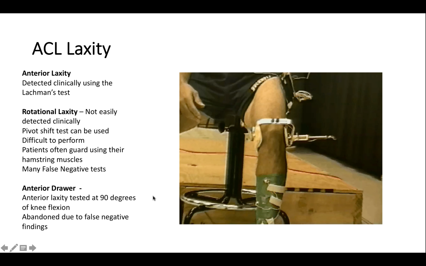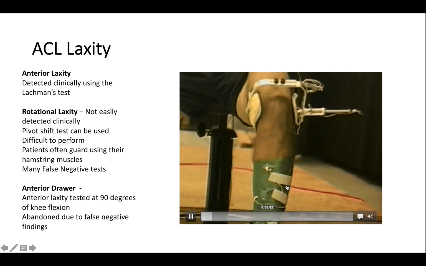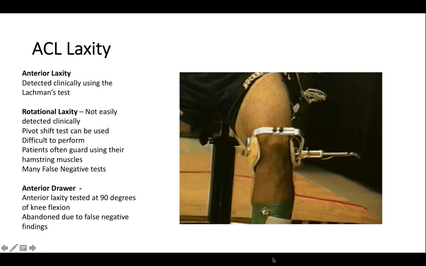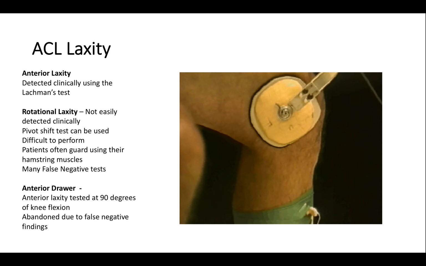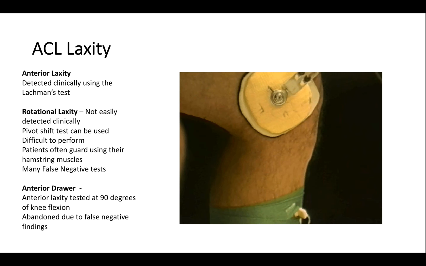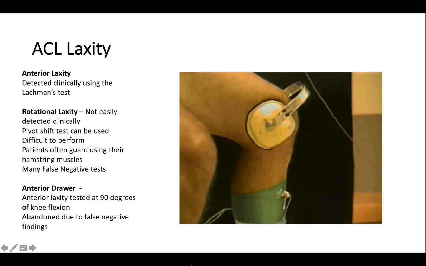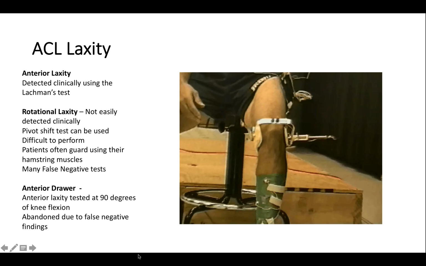Here I have a video of a patient who, while instrumented, demonstrated his laxity to us. So this particular person had voluntary control of his laxity and was therefore able to induce the subluxation on his own. So focus right here at the tibial plateau. And that's what excessive anterior laxity looks like.